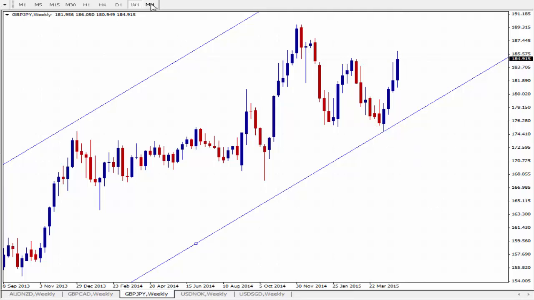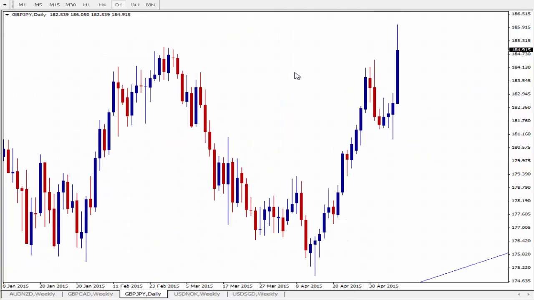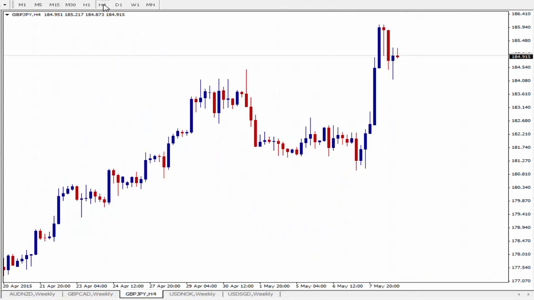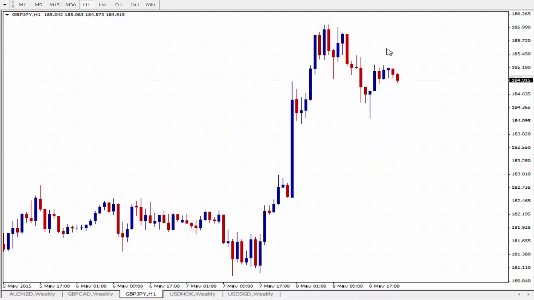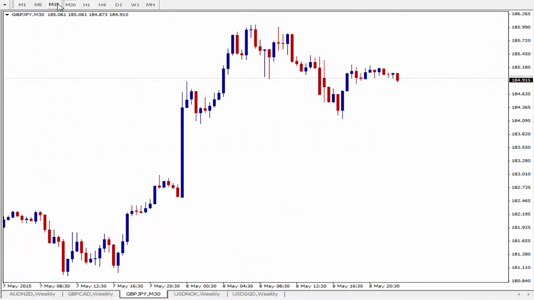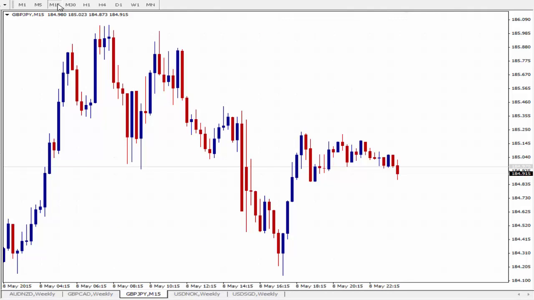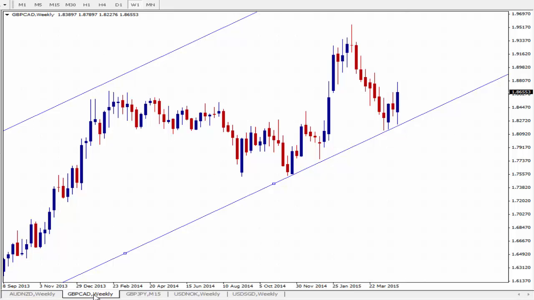Now this one looks very promising because it's going up on the monthly. It's already hit the bottom of the channel and it's on its way up. It's definitely on an upward trend on the daily. It's done a small retracement on the 4-hour chart. The hourly. If you look at the hourly, you can see that it's actually kind of going down at the moment. So that's something you might need to watch out for. But yes, that's got a lot of potential.